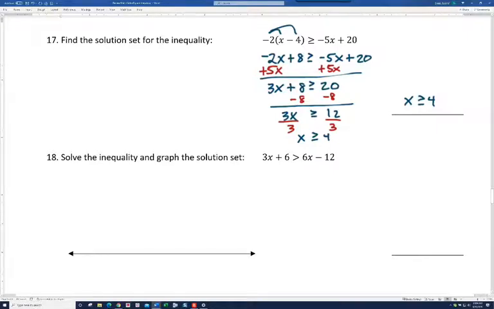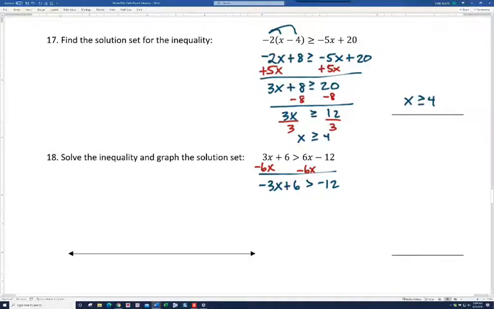All right, number 18. Let's see, we don't have any simplifying to do, but we do need to get x isolated on one side, so I'm going to go ahead and subtract 6x on both sides. And so we get negative 3x plus 6 is greater than negative 12.